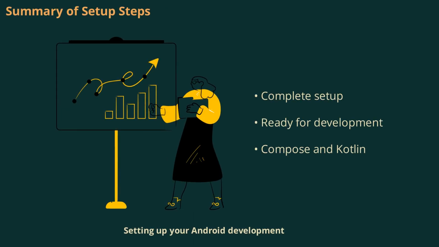Setting up your Android development environment involves installing Android Studio, configuring SDKs, and adjusting system settings. These steps ensure you're ready to build, test, and publish Android apps using Jetpack Compose and Kotlin. With your environment ready, you can focus on learning Compose and creating amazing apps.